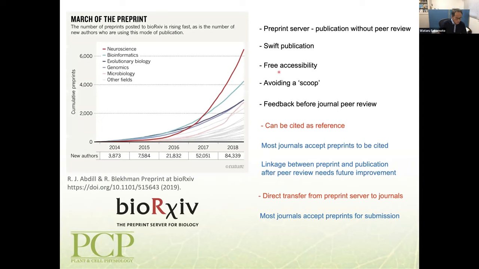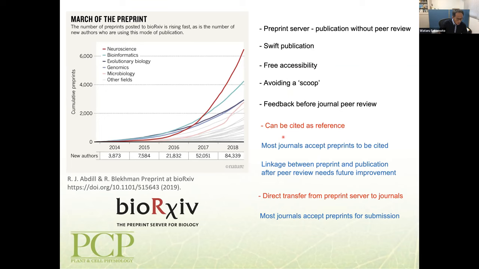This is an example of preprints, bioRxiv. As mentioned, lengthy and reiterated peer review leads to the development of preprints. As shown in this graph, the number of preprints deposited to the preprint servers has had an unprecedented increase since, let's say, 5 years ago. Needless to say, a preprint server is where you can publish your manuscript without peer review. That allows swift publication and free access and avoids scooping of your research findings. And you may also get free feedback as comments and improve your work before real submission to the peer review journals.